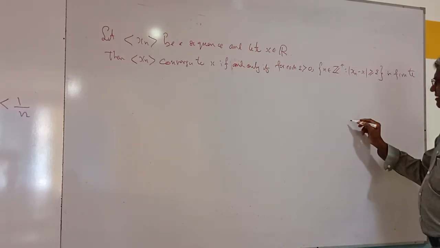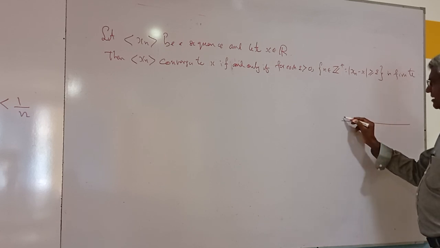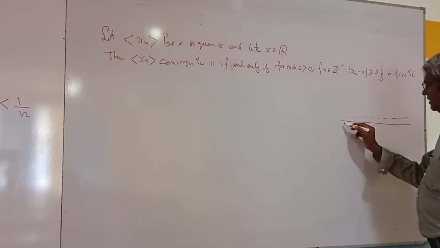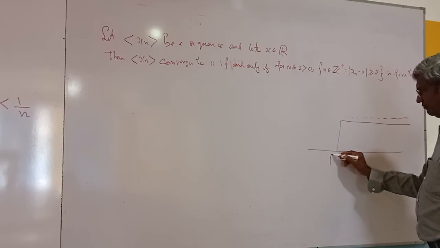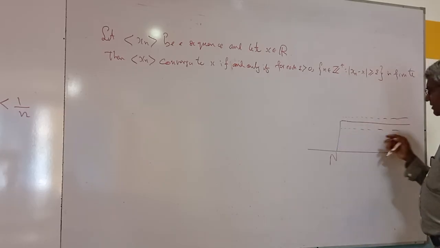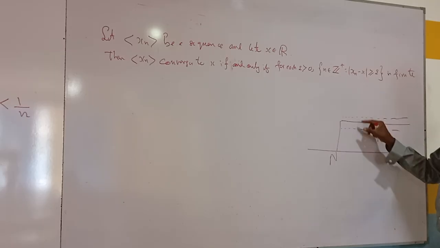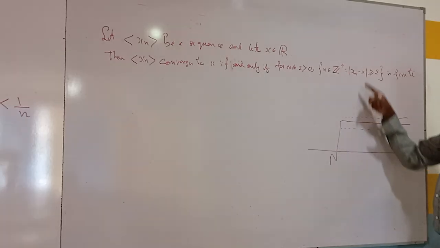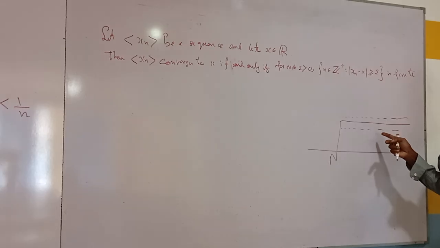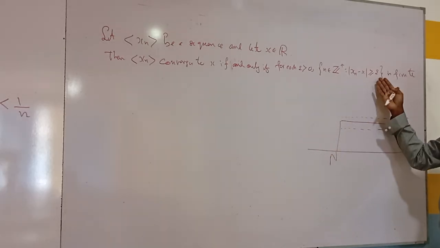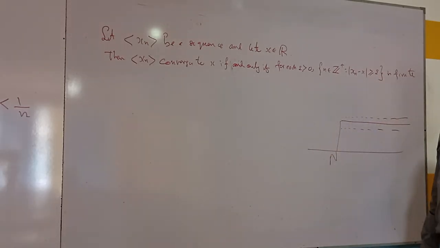Because if this is x, after some capital N, in this infinite set, over there mod of xn minus x is less than epsilon. Before that, you will get the greater than or equal to epsilon. So it is finite, if and only if. This is where some people define the limit. This is how some people define the limit.